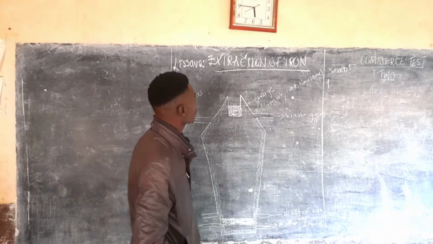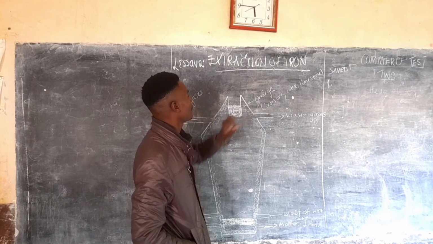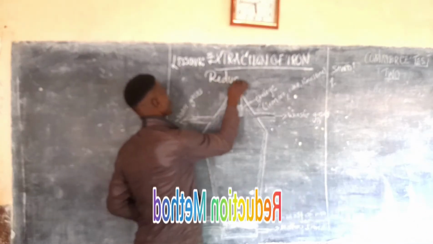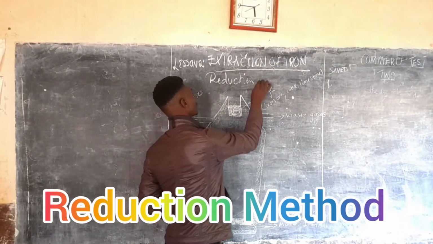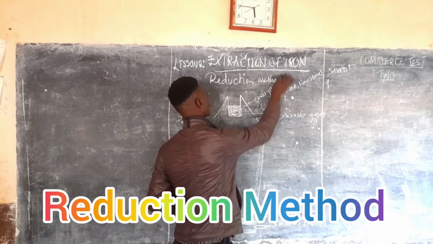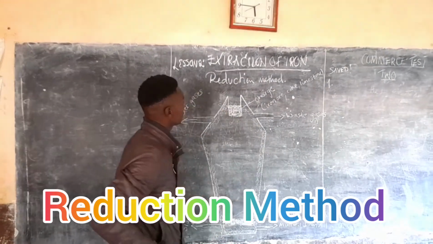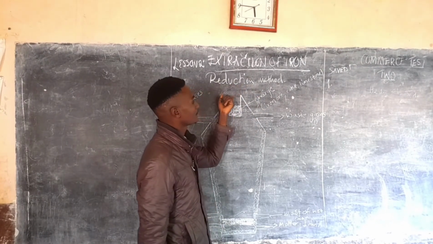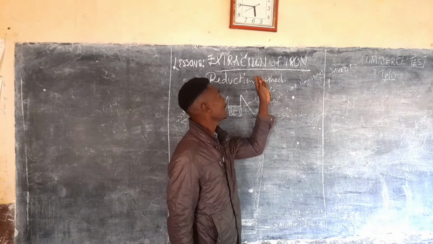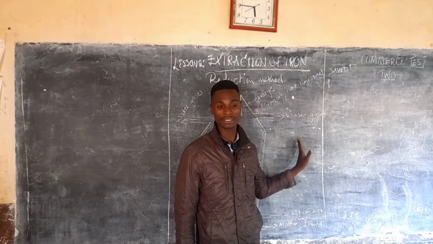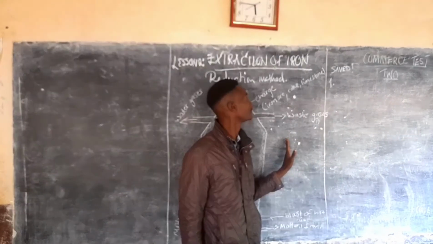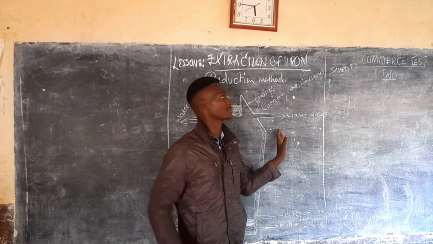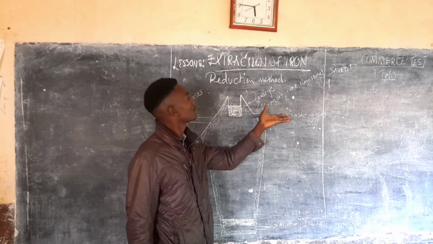Firstly, extraction of iron. Iron is extracted by the reduction method. This is the method by which iron is extracted. Now, why this method? Because iron is fairly reactive. It's not more reactive than the other metals like aluminium.